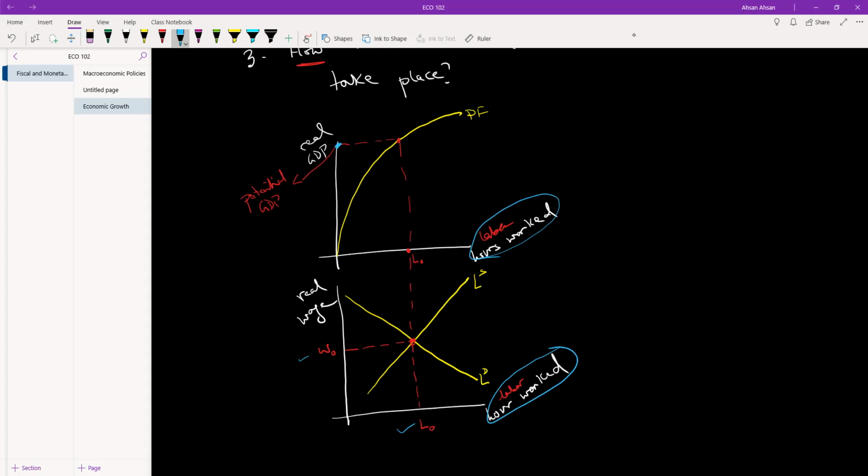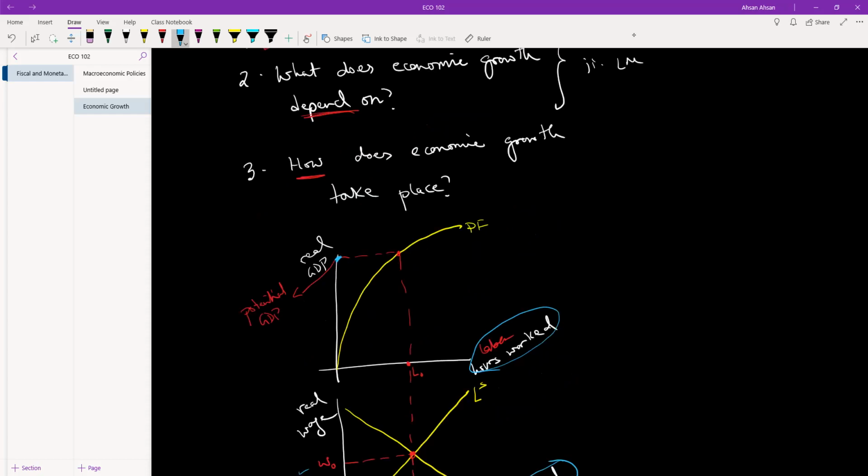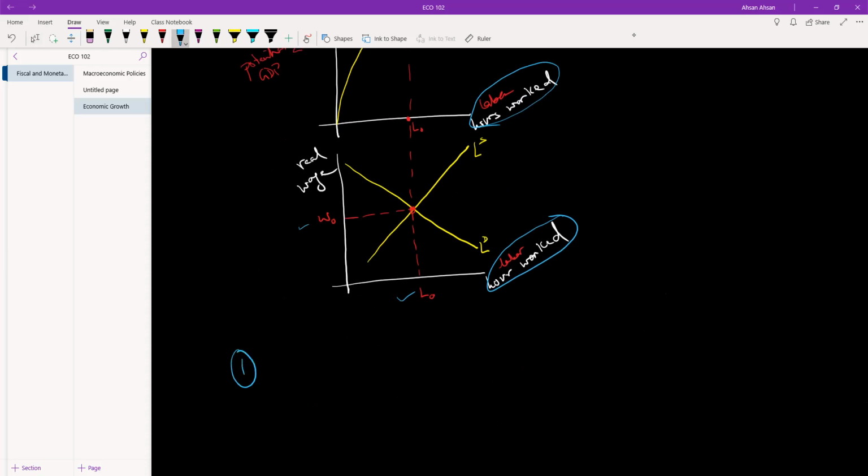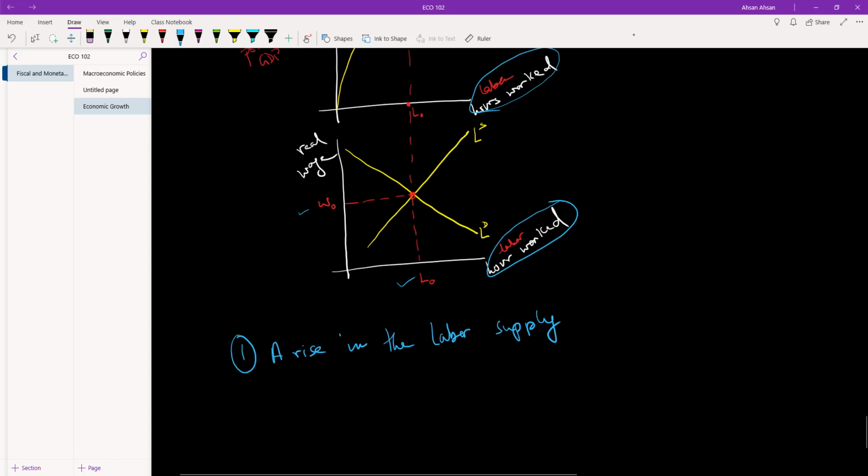Okay. So now once we know how to combine these two diagrams, we can ask this question: how does economic growth take place? Okay, and there are two ways in which economic growth takes place. One happens when there is a rise in the labor supply. So how might the labor supply increase? Or by labor supply I mean labor supplied to the market. How might that increase?